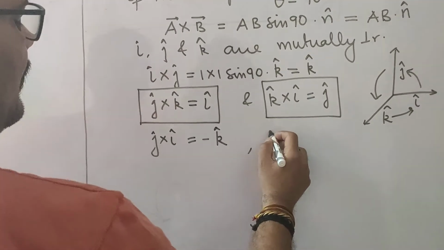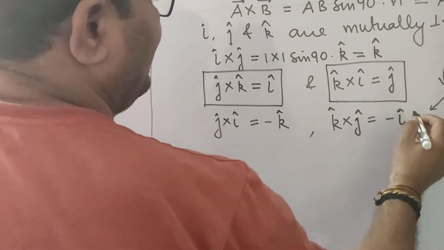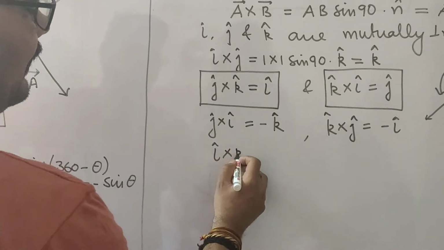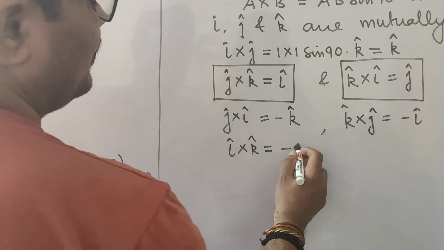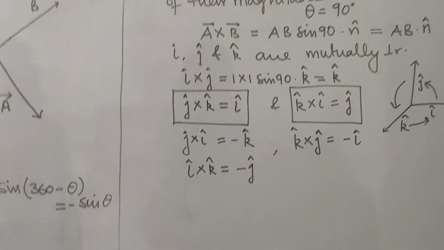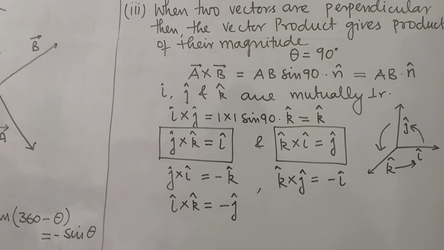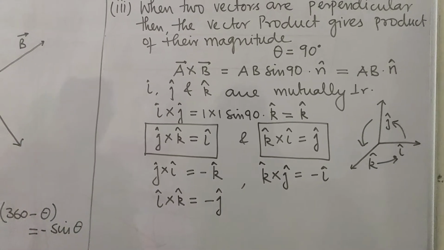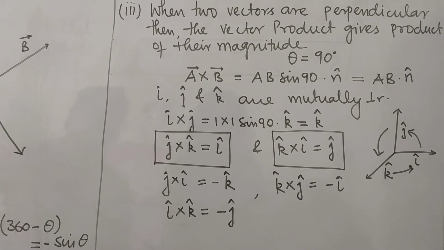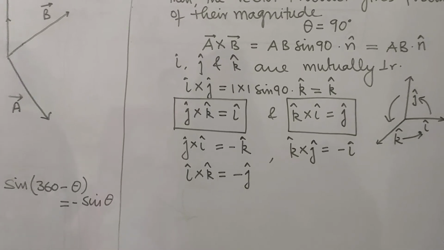Similarly, k cross j will give minus i cap, and i cross k is going to give minus j cap. So be careful about this. If you are following i cap, j cap, k cap in the same order, then it will be positive values. If you are reversing the direction, then it is negative vectors, because vector product does not follow the commutative property.